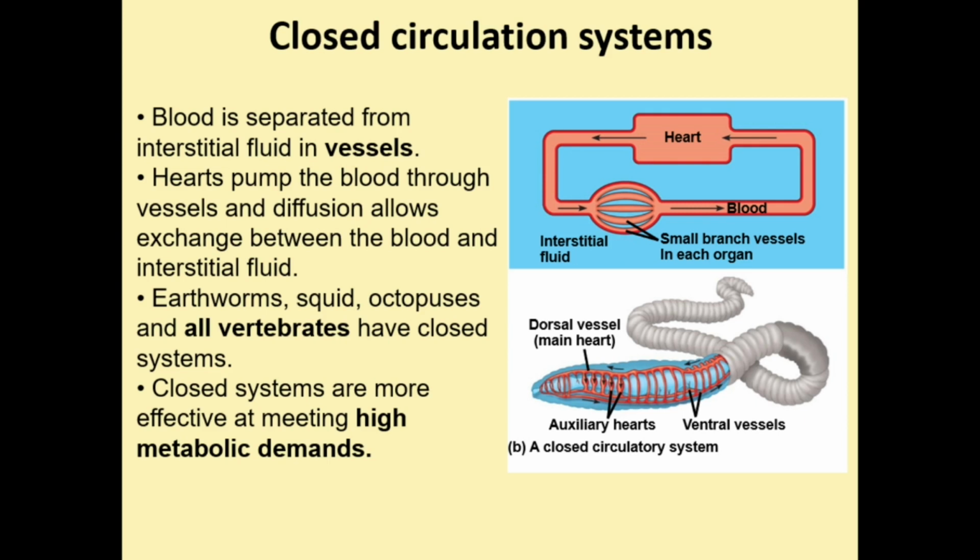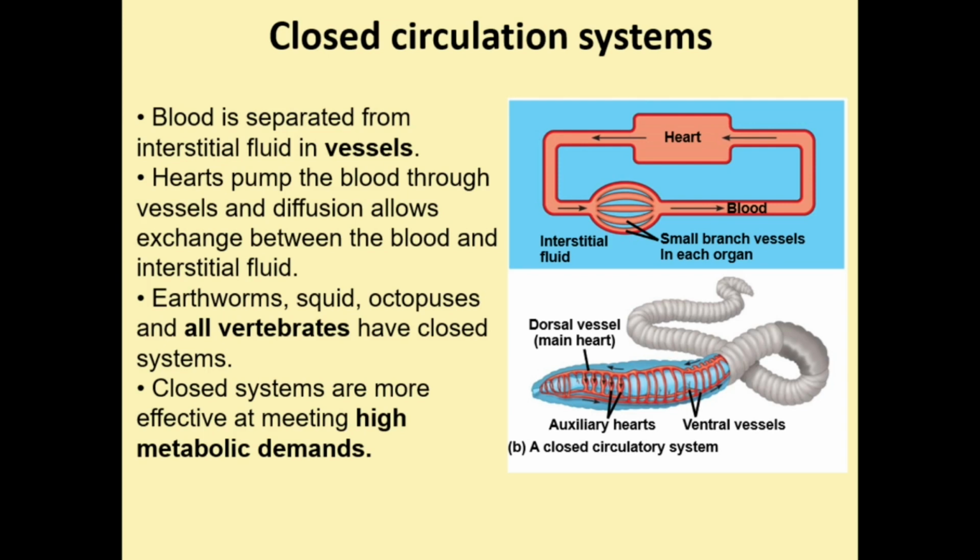But it comes at a cost. So what are the costs of having a closed system? Well, they're more effective at meeting high metabolic demands, as I said, but that comes at a cost of being more complex. So with greater complexity, there's the concern that things could go wrong. So with all of those blood vessels, with all of those arteries and veins and capillaries, they can become damaged, they can become blocked. So over time, they can end up failing, causing death or injury. Also, it just requires more upkeep.